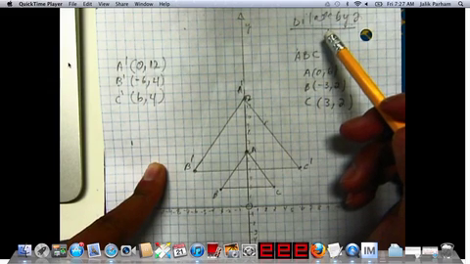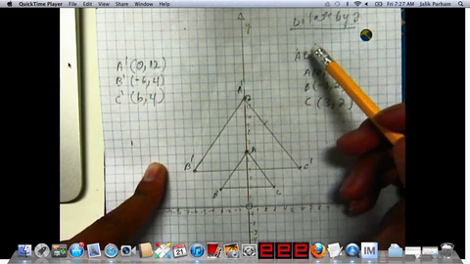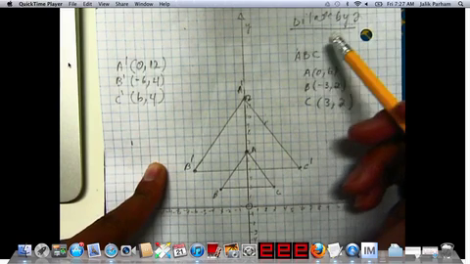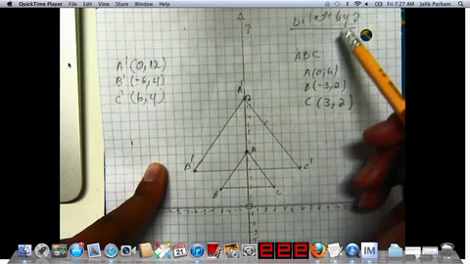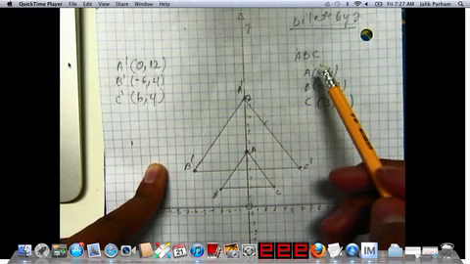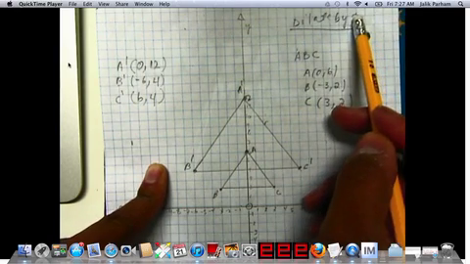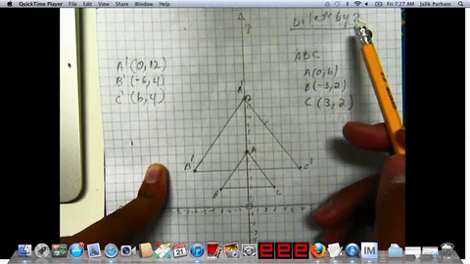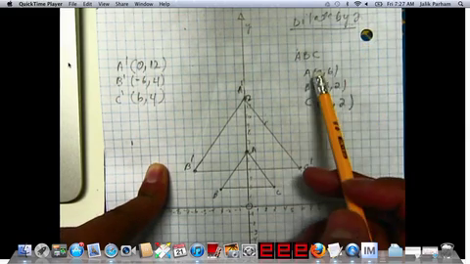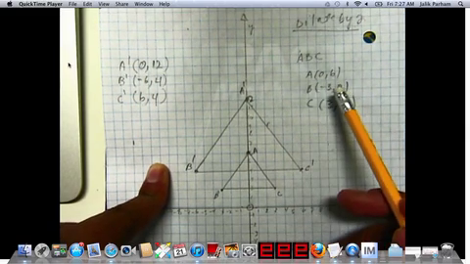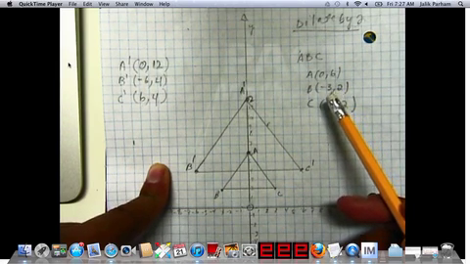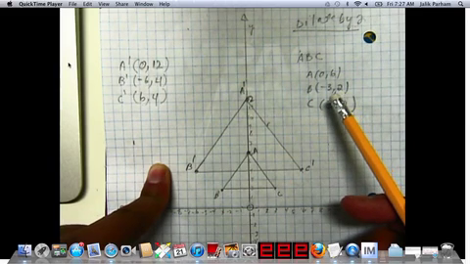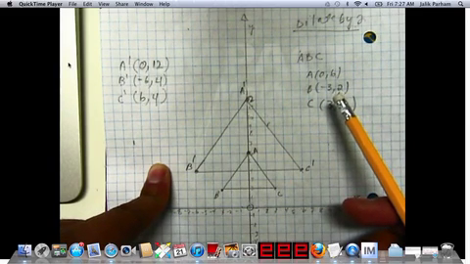Now, sometimes you have to dilate by something other than 2. Whatever the number is, whether it's 3, 4, 5, you always multiply by that scale factor. Now, if the scale factor is 1/2, then go ahead and multiply each number by 1/2. And remember, when you multiply by 1/2, that's the same thing as dividing by 2. When you multiply something by 1/3, that's the same thing as dividing by 3.